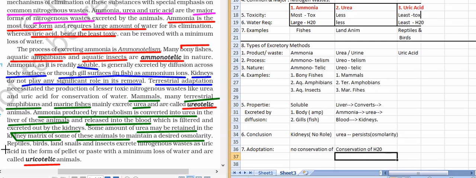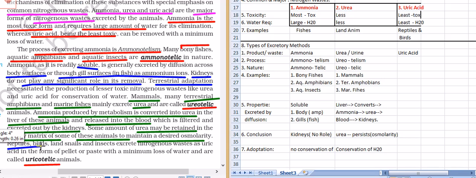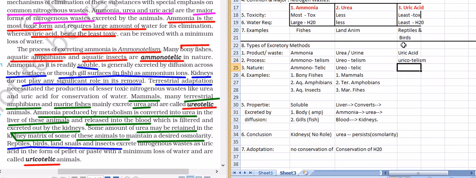Third, reptiles, birds, land snails and insects. First example, reptiles, birds, land snails, land insects, totally 4. So here it is the same way, it's uricotelism. So the nature is uricotelic.